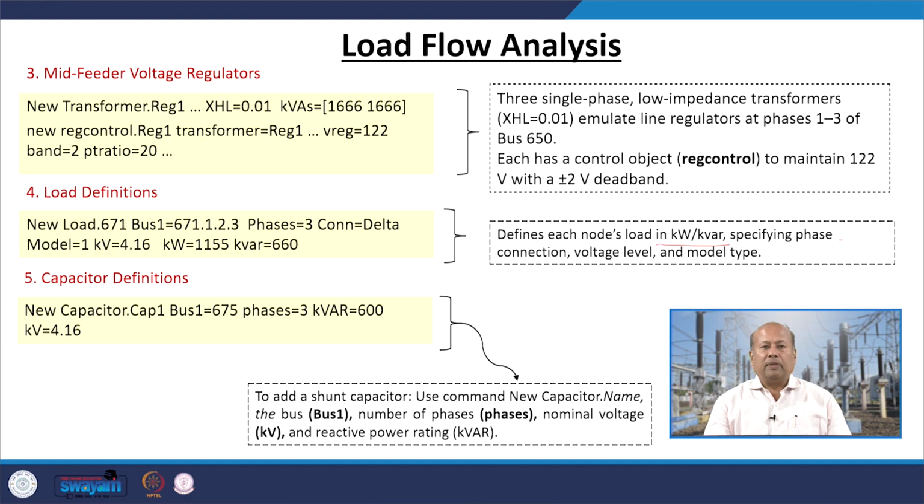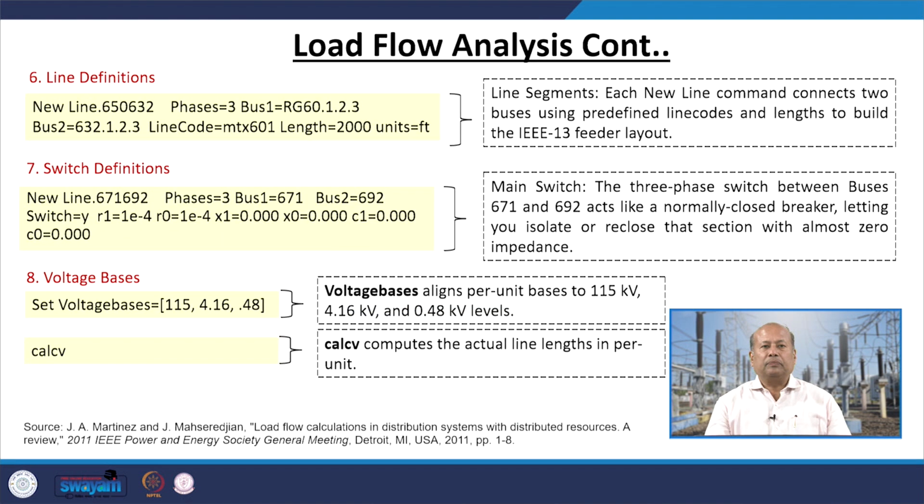We can move to load definitions. This defines each node load either in kilowatt or kVAR, specifying phase connections, voltage levels and model types. Moving to capacitor definitions, to add a shunt capacitor, use the command new capacitor, name the bus 1, number of phases, nominal voltage and reactive power rating in kVAR. Line definitions, each new line command connects two buses using predefined line codes and lengths to build the IEEE 13 bus system feeder layout. Then we can go to switch definitions.